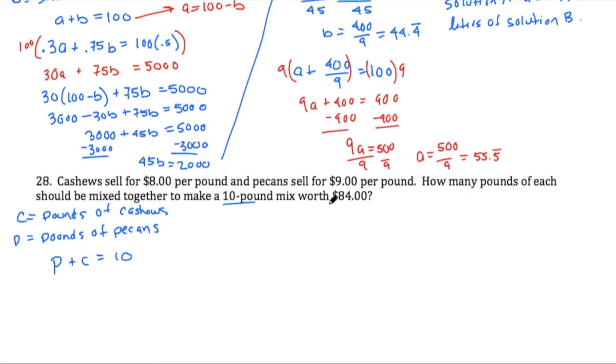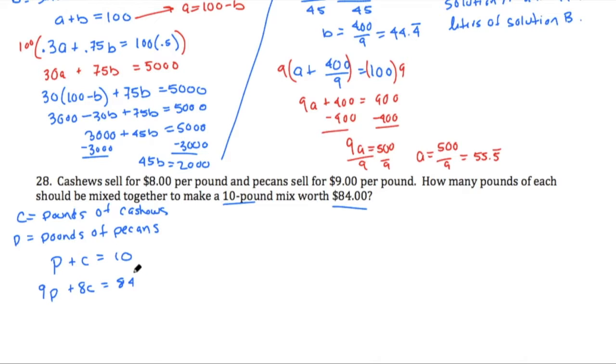So the other part is that the whole mixture must be worth $84. So each pound of cashews is $8, and each pound of pecans is $9. Let me write them in the right order here. So $9 times the pecans, I'll keep those lined up together, and $8 times the cashews. So that's the amount that the pecans would cost and the amount that the cashews would cost. Together, those must be $84. Great. So we've created an equation for the cost and an equation for the pounds.